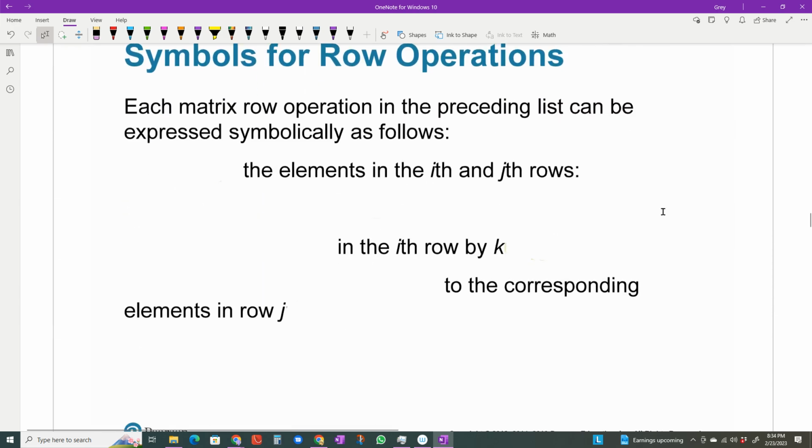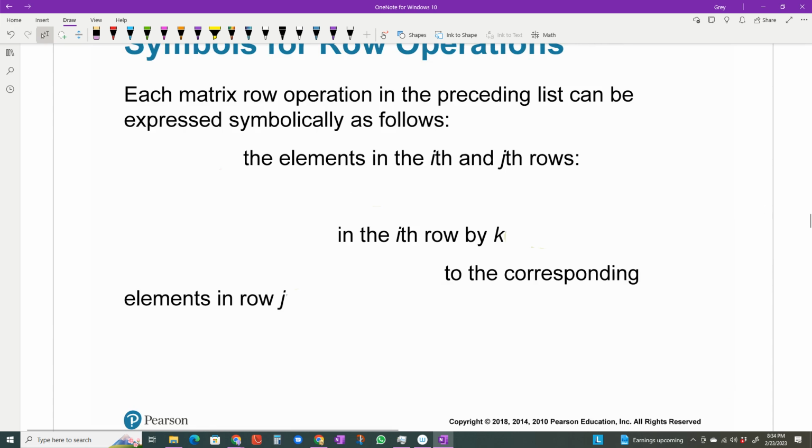Here are the symbols, and you have to know these symbols because you have to write them, and you have to be able to understand what they mean when you're asked a question.